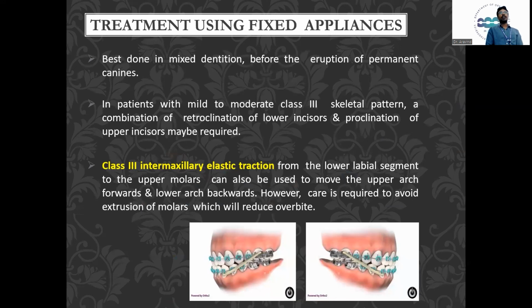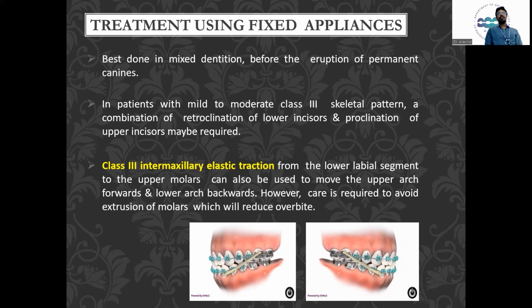So how can we correct class 3 malocclusion using fixed appliances? It is best done in the mixed dentition period before eruption of the permanent canines. In patients with a mild to moderate class 3 skeletal pattern, a combination of retroclination of the lower incisors and proclination of the upper incisors is usually done. Class 3 intermaxillary elastic traction from the lower labial segment to the upper molars can also be used to move the upper arch slightly forwards and the lower arch slightly backwards, which helps in correction of the class 3 malocclusion and also in better interdigitation of the occlusion.